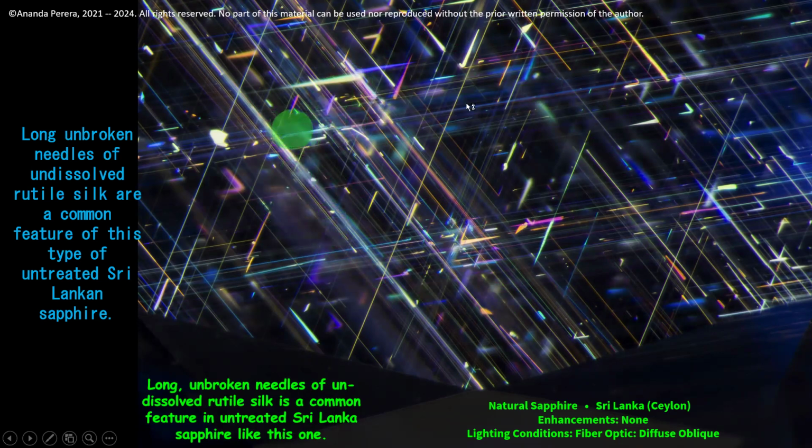See the angle is 60 degrees, 60 to 60. So it is rutile silk, natural rutile silk inside the sapphire. So this is showing us it is a natural inclusion and natural sapphire too. It is Sri Lankan sapphire. And look at this.